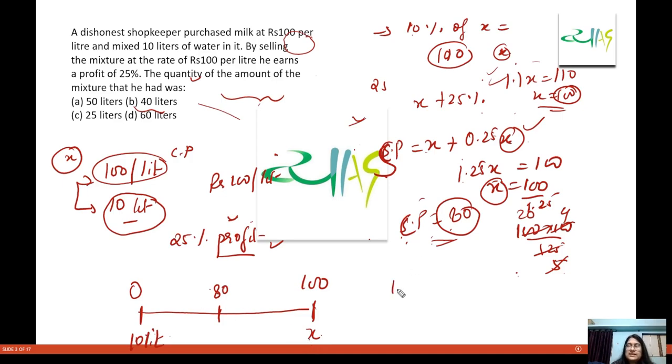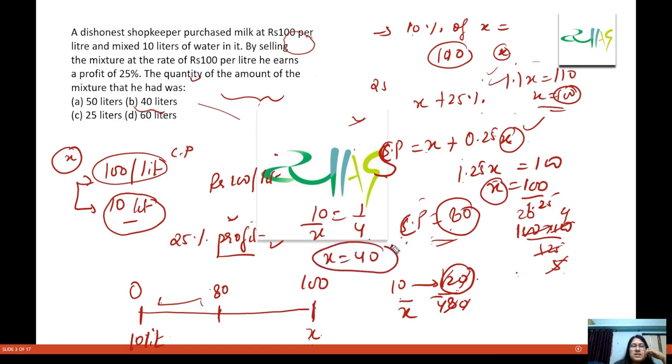So you know this 10 liter corresponds to 20. Okay, this 10 liter corresponds to 25 and this x corresponds to how much? X corresponds to this 80. So you have this 1 by 4. So 10 by x is equals to 1 by 4. So x is equals to what? 40. So how much quantity of milk you have? 40 liter. So we have 40 liters of milk here.